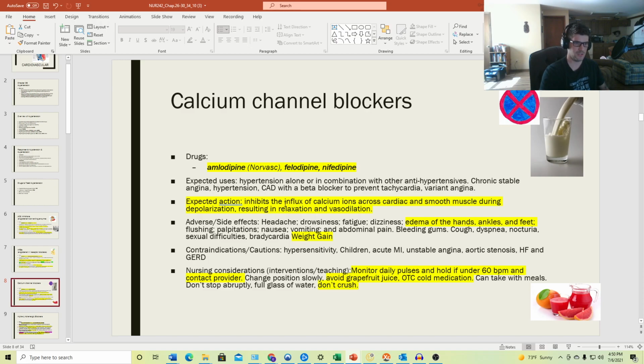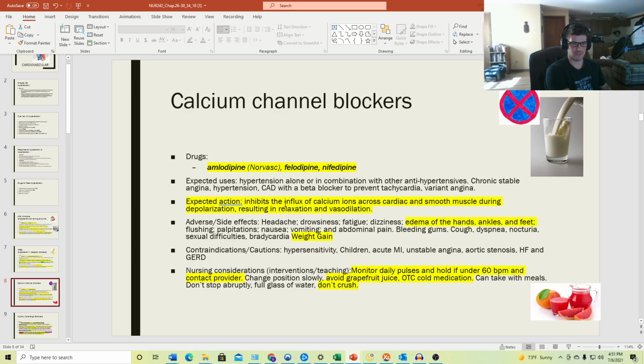Adverse side effects of calcium channel blockers are headache, drowsiness, fatigue, dizziness, edema of the hands, ankles, and feet, flushing, palpitations, nausea, vomiting, and abdominal pain, bleeding gums, cough, dyspnea, nocturia, sexual difficulties, bradycardia, and weight gain.